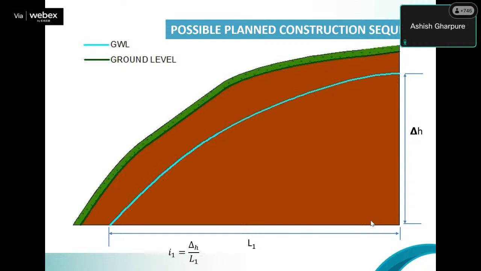The hydraulic gradient in the natural state, very simplistic assumption. I'm here not trying to go deep into the theory, but very simplistic. The gradient is delta H by L1, as written at the bottom. Next, please.